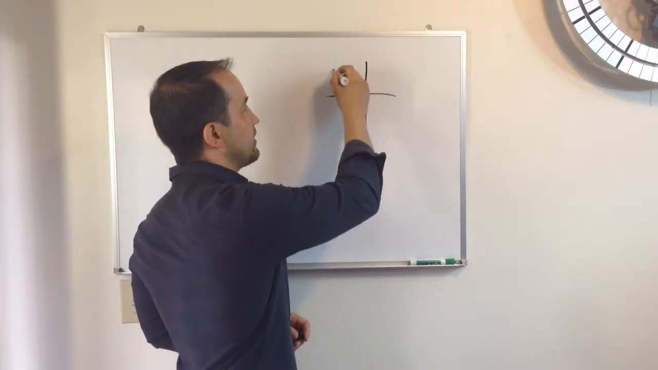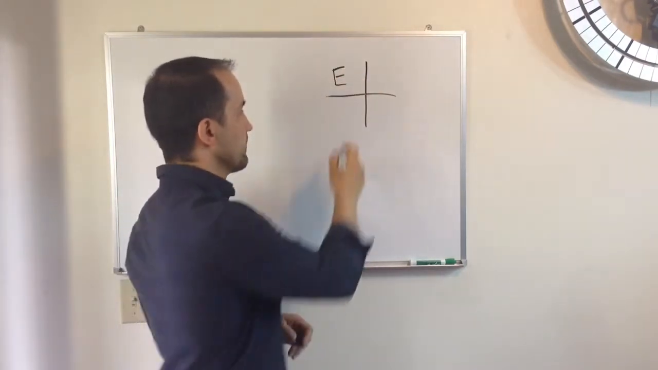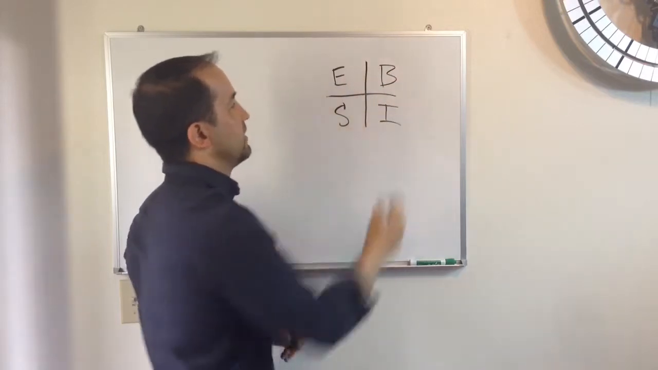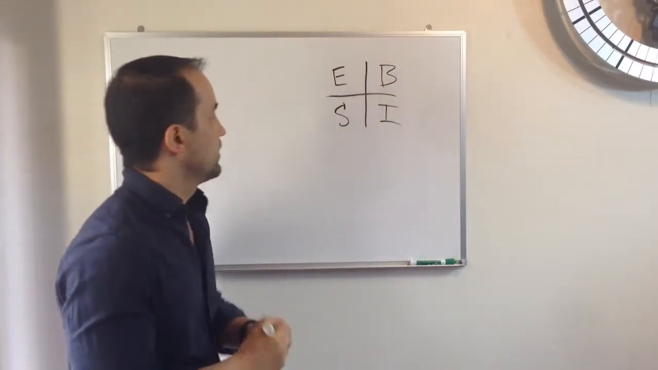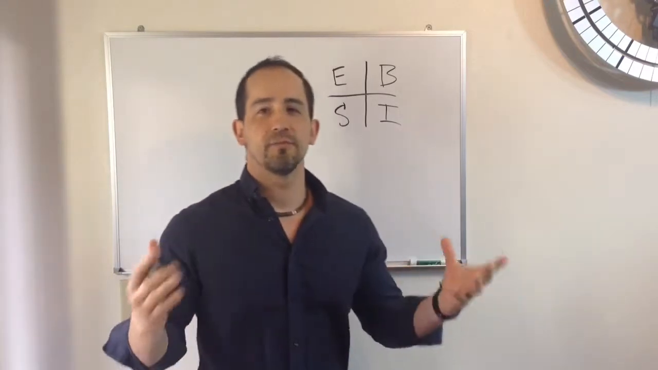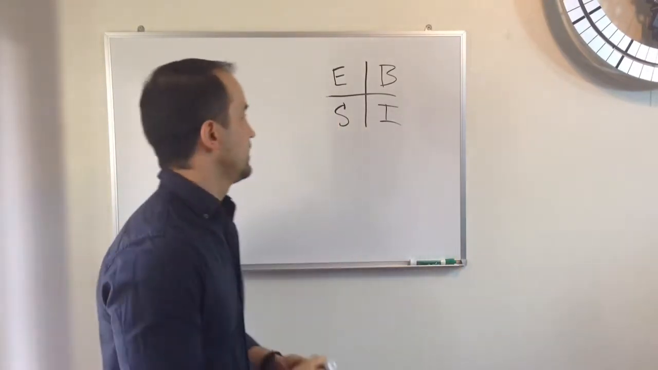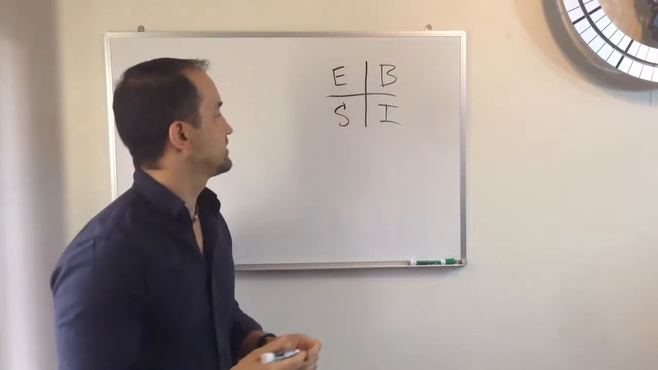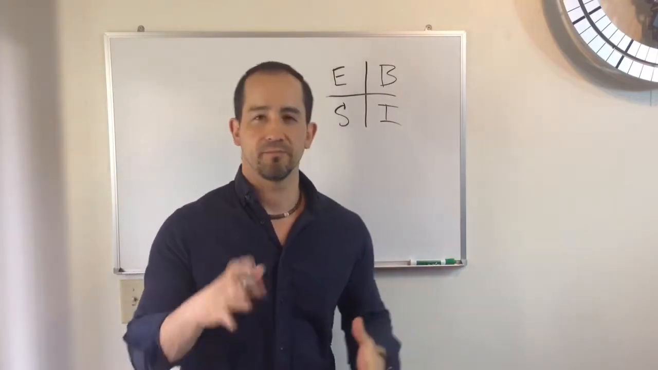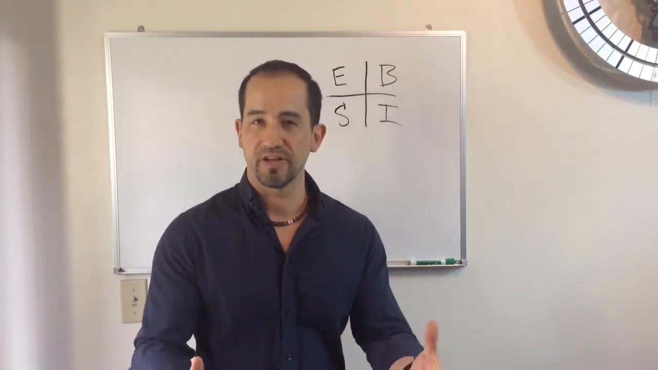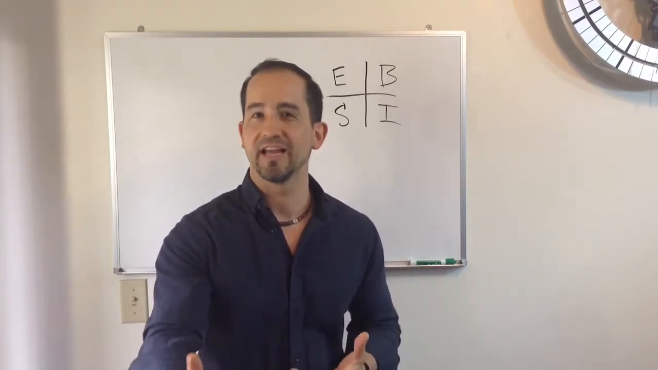Okay, so you've got E over here, which is an employee. You've got S, you've got B, and you've got I. So just as a quick refresher, the E stands for somebody that's an employee. You've got a job, you go to work every day. Then over here you've got somebody that's self-employed, somebody that actually owns a job. So they actually own the company that they go to work every day in.